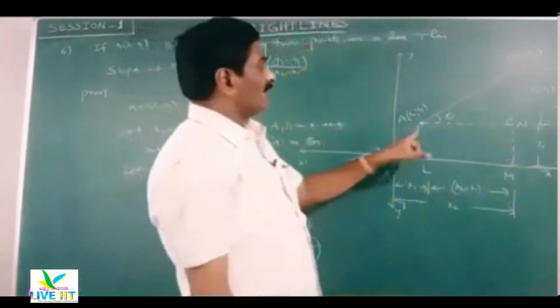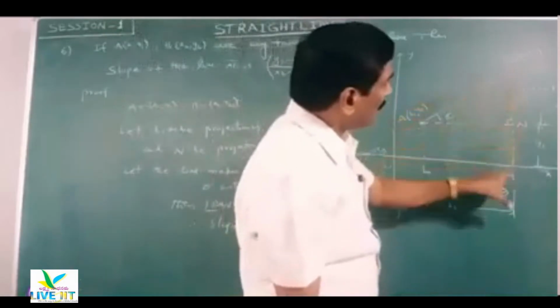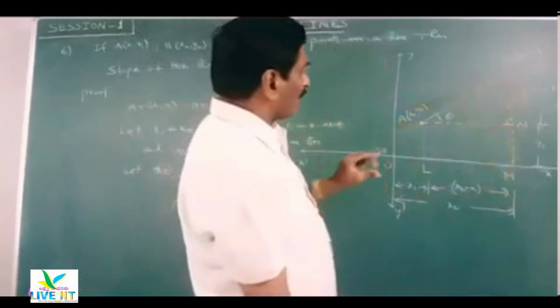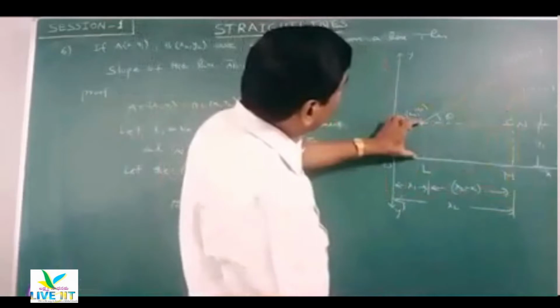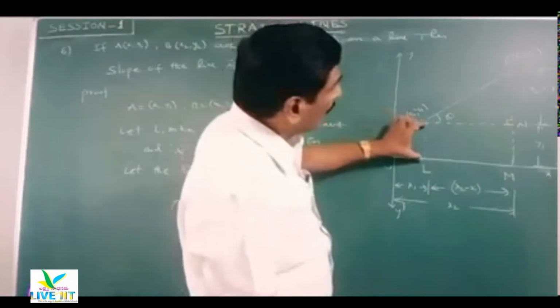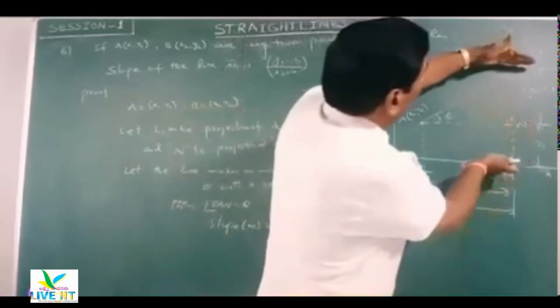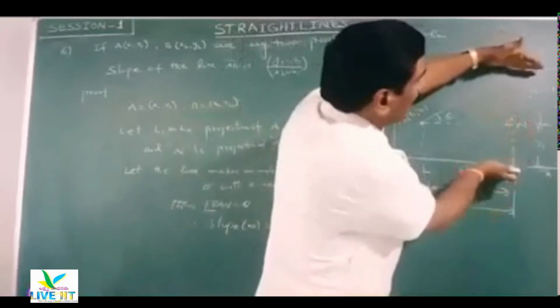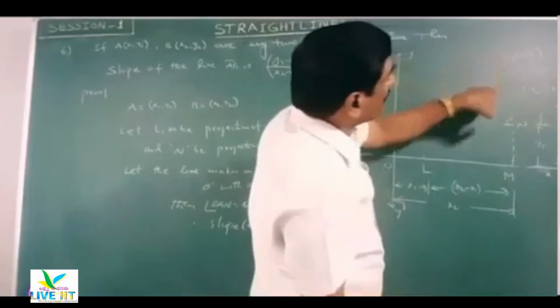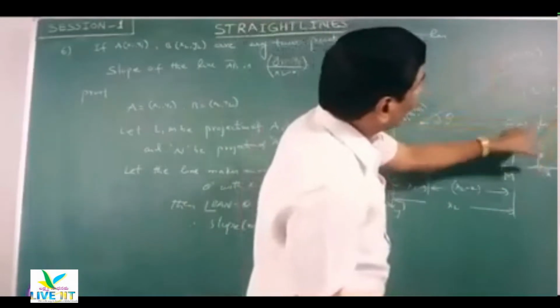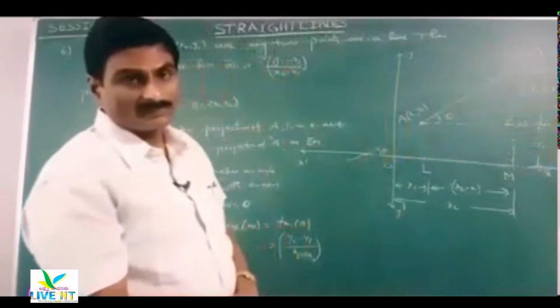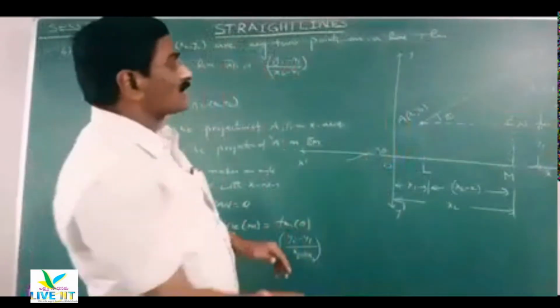Next, let N be the projection of A on the line BM. Here AL is nothing but the ordinate, that means y1. AL is equal to MN, this value is equal to y1. At the same time, BM is equal to the ordinate of the point B, that is y2. So BN is equal to y2 minus y1. Please observe this value.